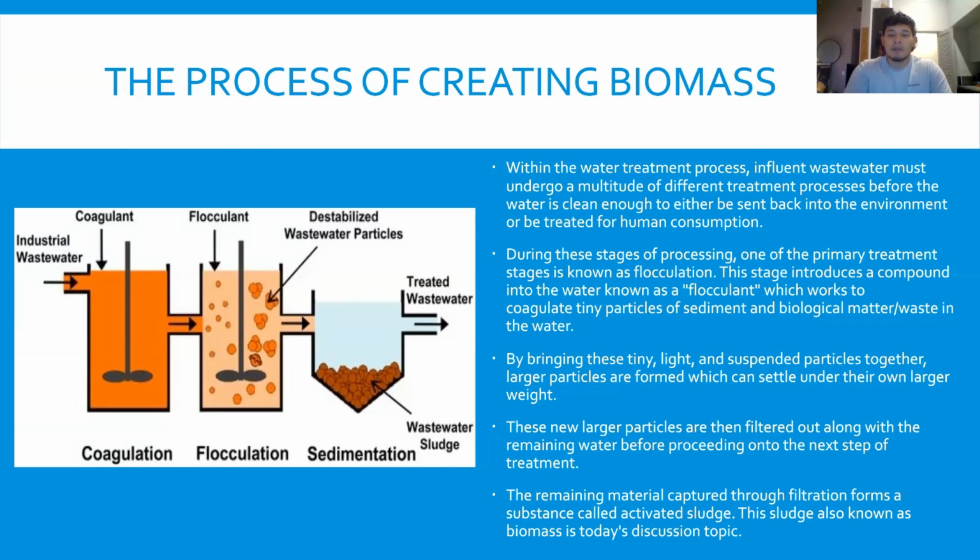The remaining material captured through filtration forms a substance called activated sludge. This sludge, also known as biomass, is today's discussion topic. And in the diagram on the left, we can see the process starts with coagulation, which then undergoes flocculation, which then undergoes sedimentation, and is then moving on to the next process to be filtered in filtration.